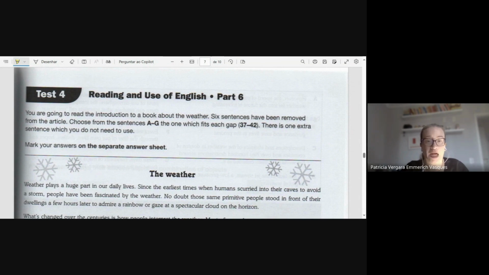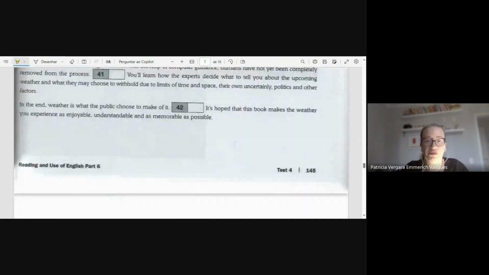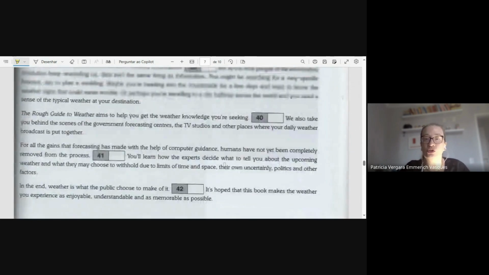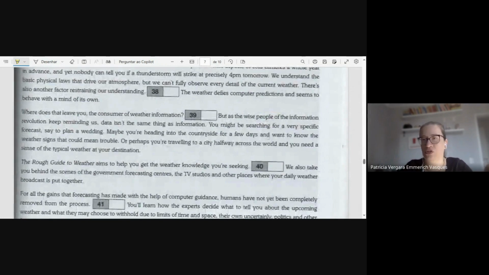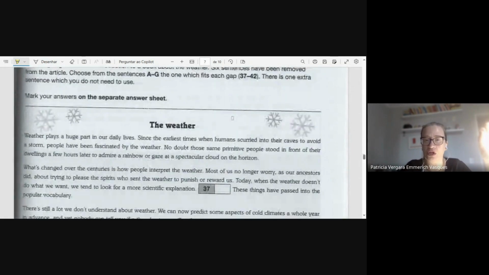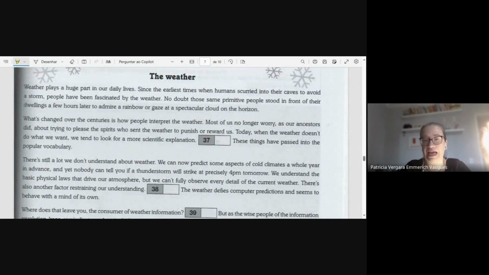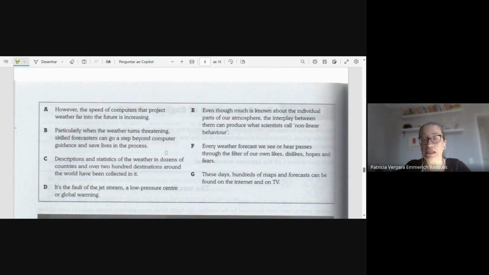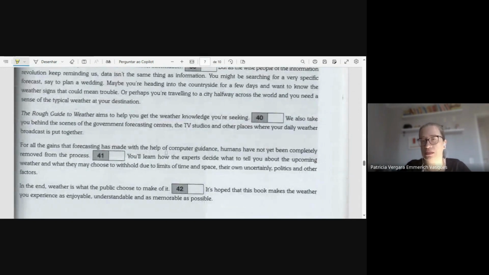This is the part in which they give you 1, 2, 3, 4, 5, 6, 7 options of sentences that you need to put into the text. So it's missing some parts of the text in each paragraph, and they give you some possibilities to complete this text.